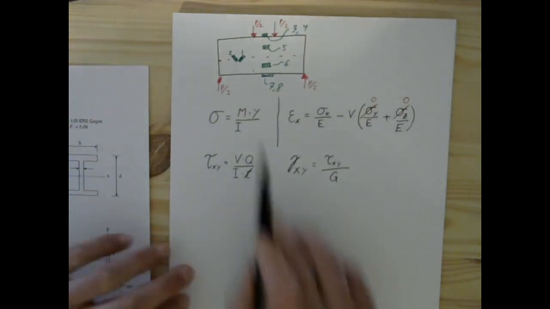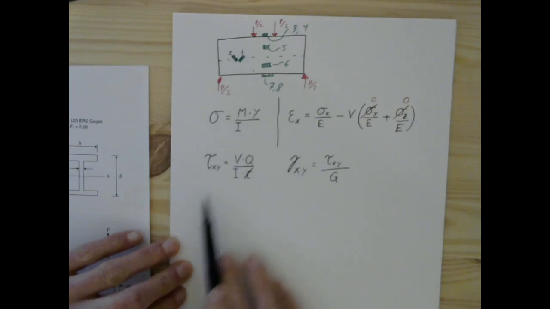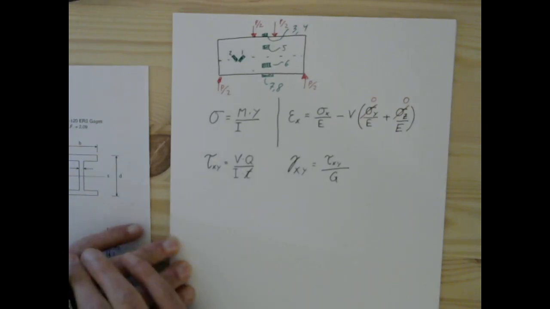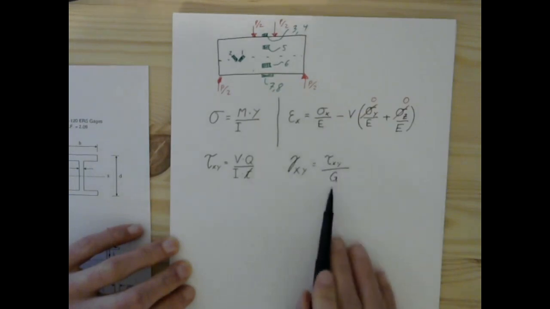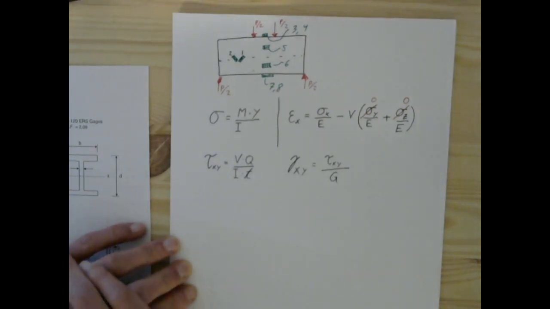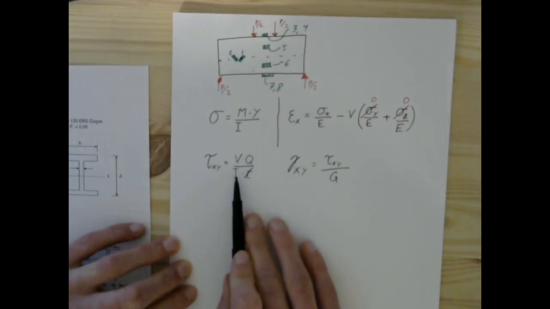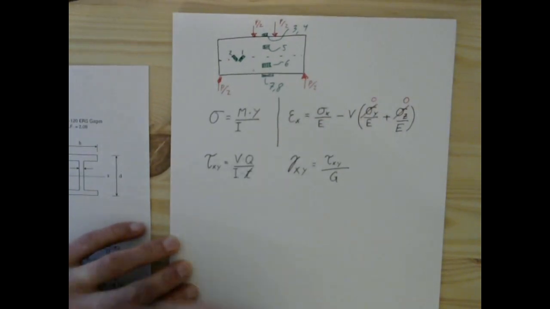Now, we've already determined what the moment is and the shear is across the length based on our shear and bending moment diagrams. The Young's modulus and the shear modulus are given to you, as is the thickness of the web. So, you will need to be able to calculate the second moment of inertia and the first moment of area.